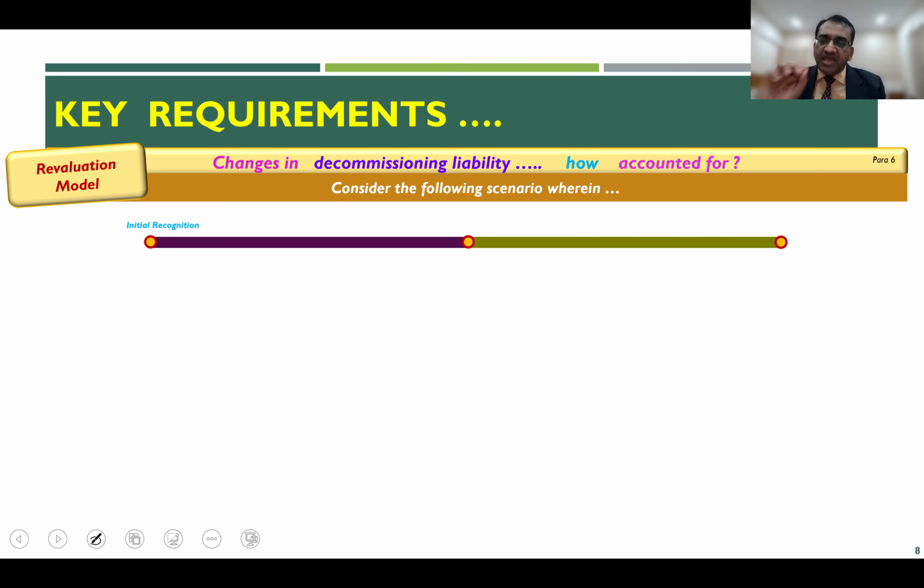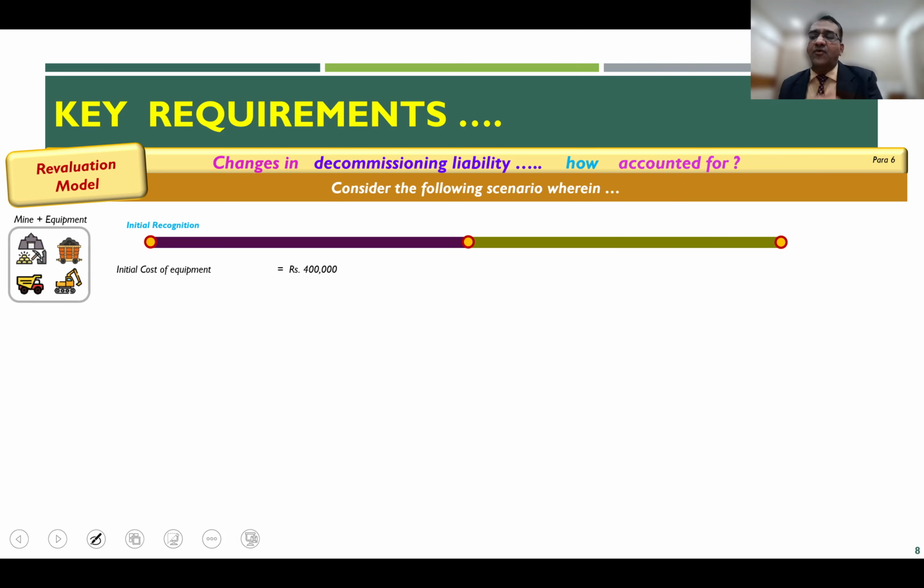Now, similar principle. Let us say you have a scenario where you had a mine, let's say a coal mine, and this coal mine has equipment. All of these mines and the equipment, let us say the equipment of these mines were initially valued at a cost of 4 lakh rupees. So you have equipment in that mine amounting to 4 lakh rupees that is initially recognized at cost.